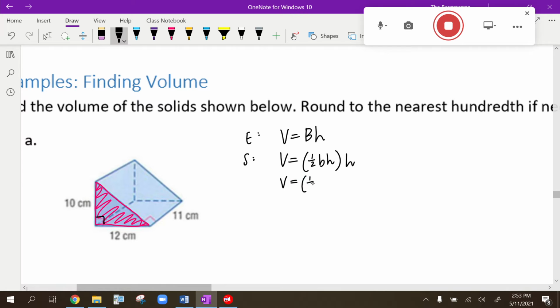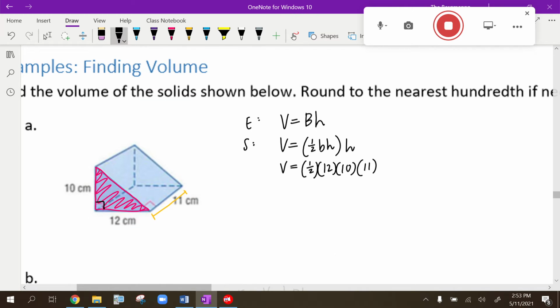Now, let's go ahead and find the area of this base triangle. So we would have 1/2 times 12 times 10. Remember, the base and the height of a triangle have to be perpendicular to each other. And next, the height of the prism goes between the two bases, and it's represented by 11. Now we can solve this. Volume is already by itself, so we can just plug this into our calculator to get 660.